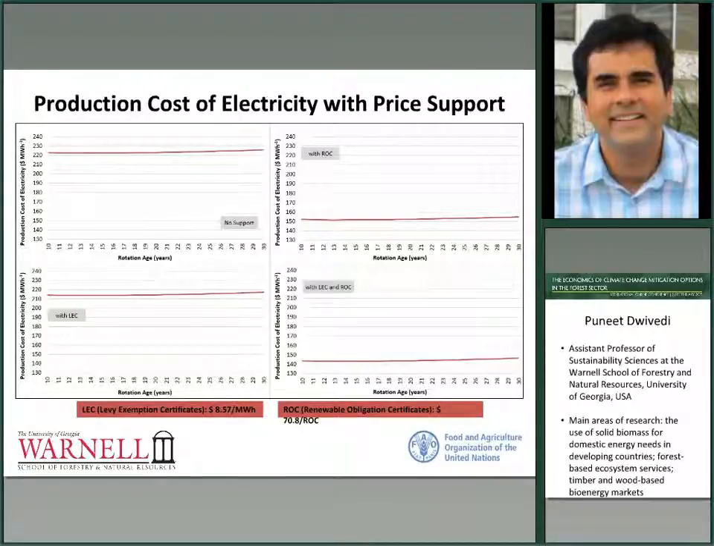However, the unit cost of electricity generated from imported wood pellets was about 10% lower than the unit cost of electricity generated from coal in the United Kingdom after incorporating a payment of $70.80 per megawatt hour of electricity generated, and this payment is available in the form of renewable obligation certificates. The unit cost of electricity was about 15% lower than the unit cost of electricity generated from coal in the United Kingdom after incorporating both payments available in the form of LECs and ROCs.